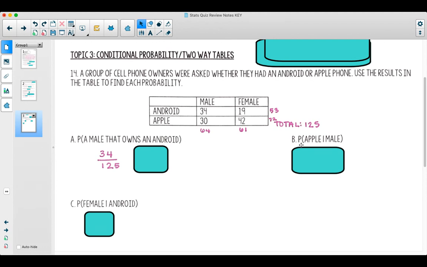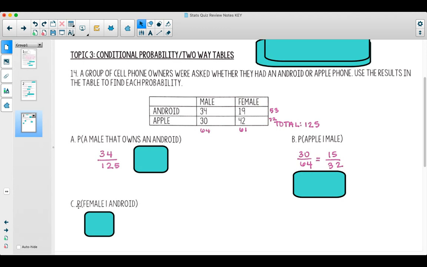Let's look at part B. What's the probability that we have the Apple given we have a male? So the Apple male is 30 over the male. Think of that almost like the fraction. Over how many males are there? 64. So 30 over 64, which will simplify to 15 over 32. So we want that combination, Apple and male, over the male. That's it. So I'm going to have you try C and we'll check it.